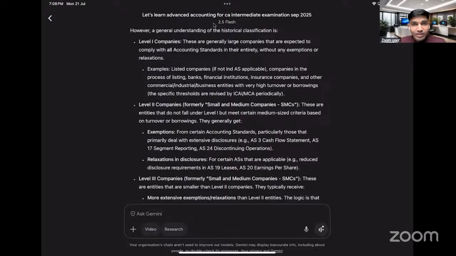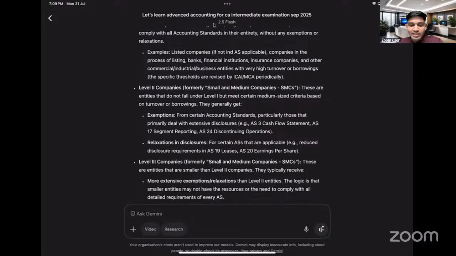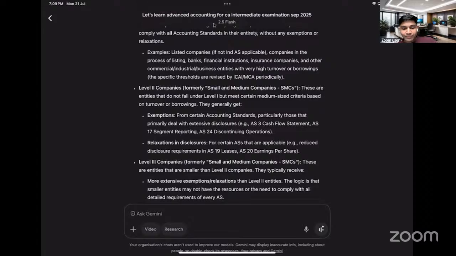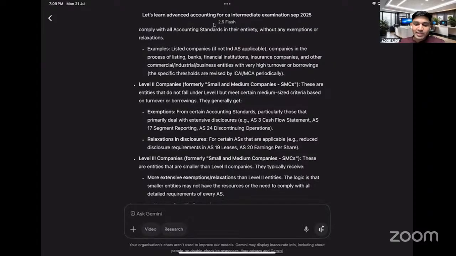Now, level 2 companies, formerly small and medium companies, SMCs. These are entities that do not fall under level 1 but meet certain medium-sized criteria based on turnover or borrowings. They generally get exemption from certain accounting standards, particularly those that deal with extensive disclosures, such as AS 3 Cash Flow Statement, and relaxations in disclosures for certain applicable AS, for example, reduced disclosure requirements in AS 19 Leases and AS 20 Earnings Per Share.